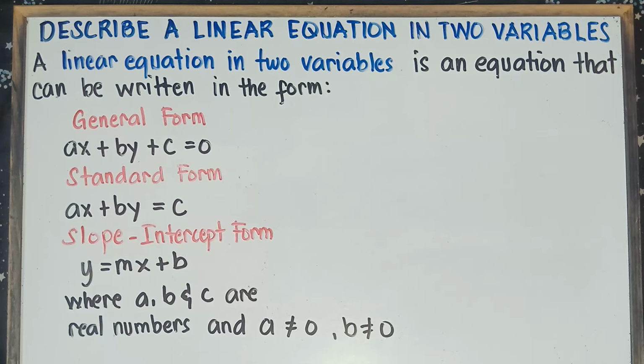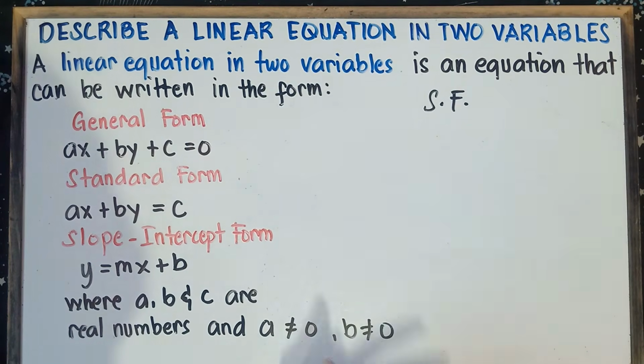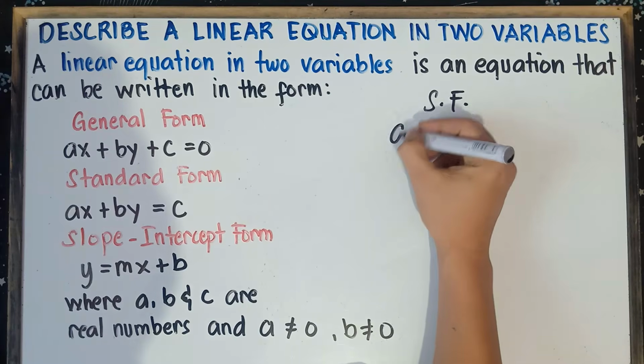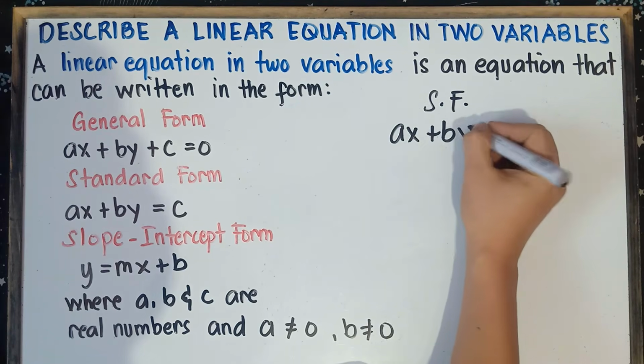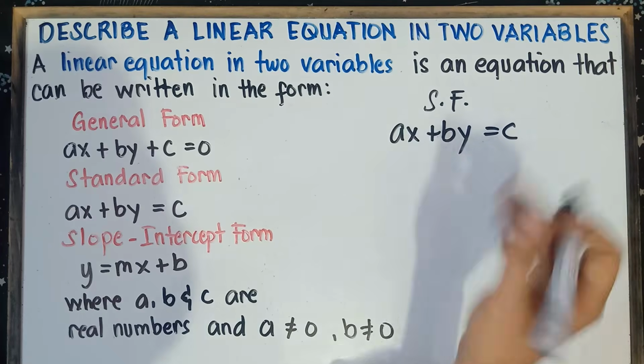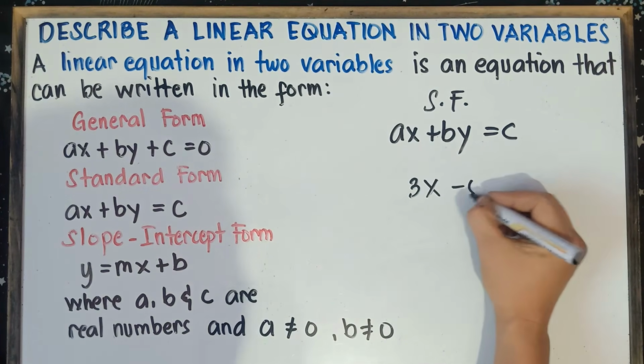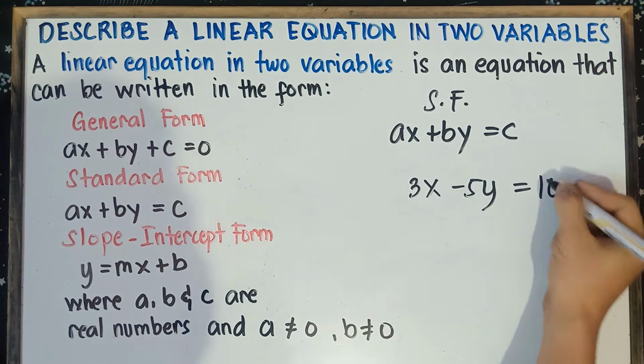Now, let's talk about standard form. What is the equation of the standard form? So I will just write SF, class, standard form. The standard form equation would be Ax plus By equals C. So the constant, class, is on the last part. Equal, then the constant. Let's have an example, class. If I will say 3x minus 5y equals 10.